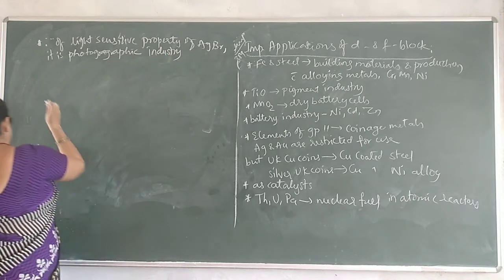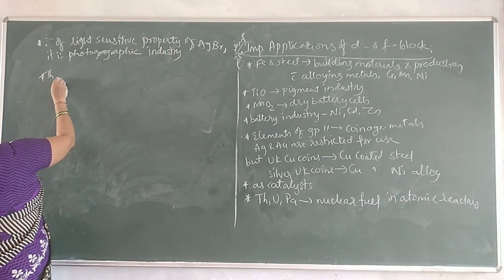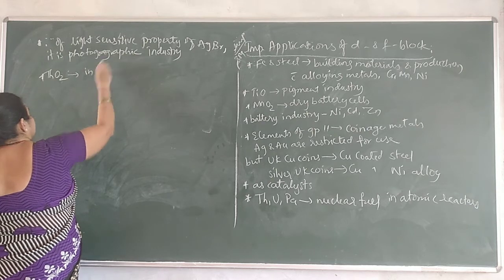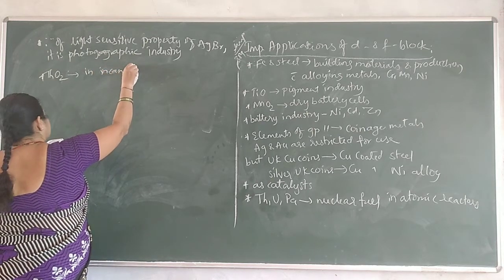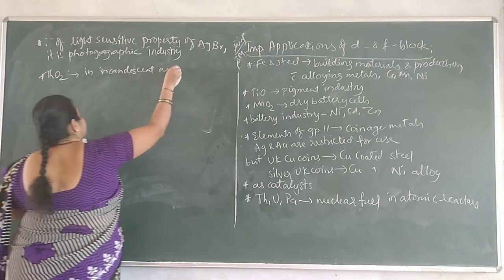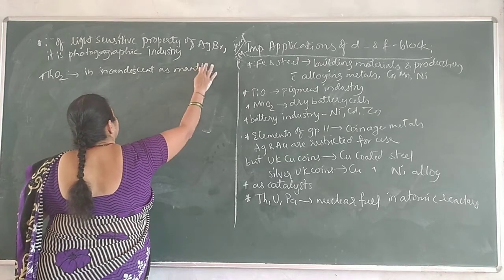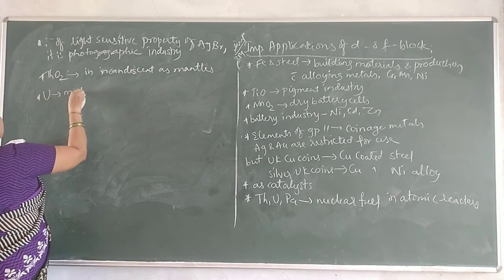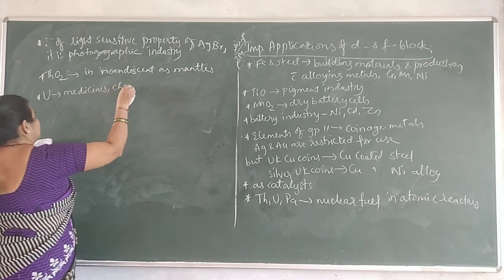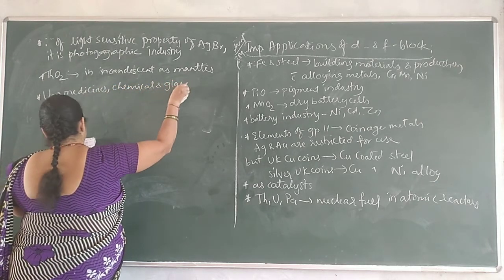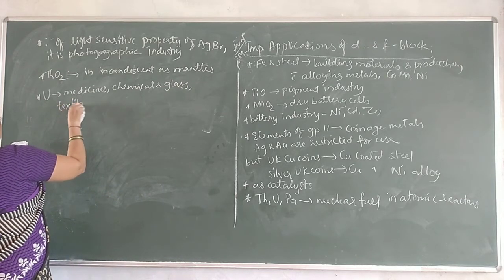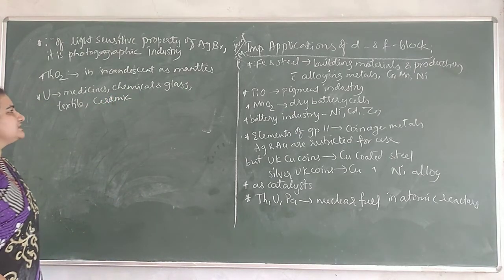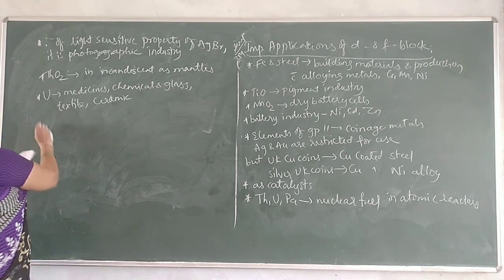Then the thorium compound, ThO2, is used in incandescent gas mantles. Then another use: uranium is used in medicines, chemical and glass industry, textile and ceramic industry.